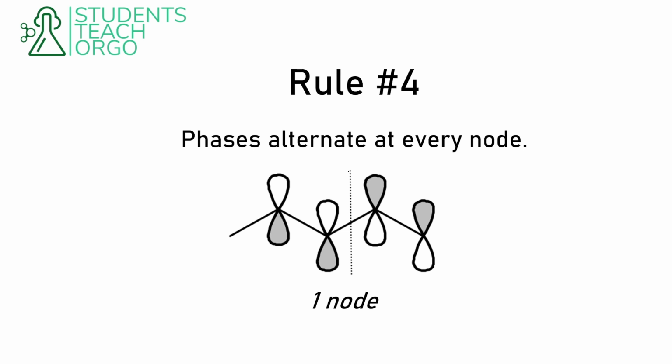Rule number 4 is that phases alternate at every node. So essentially, let's say we have one node here, which is this dashed line in the middle. These phases, as you can see, black is on the bottom and white is on top, and then you have black on top and white on the bottom. They alternate, or they swap, every time there's a node.